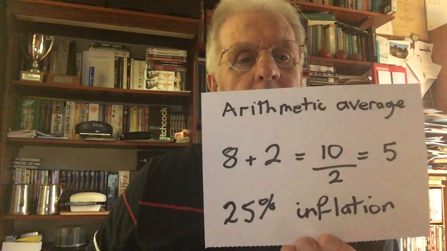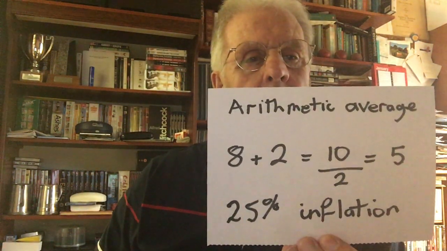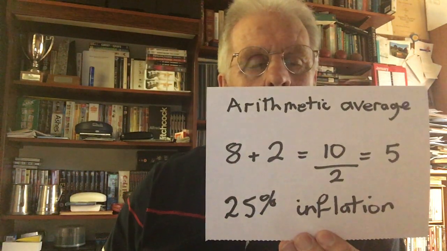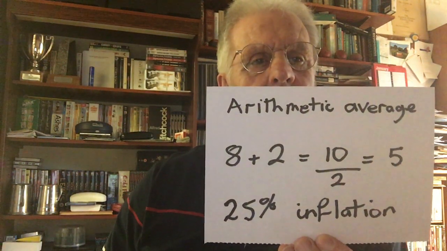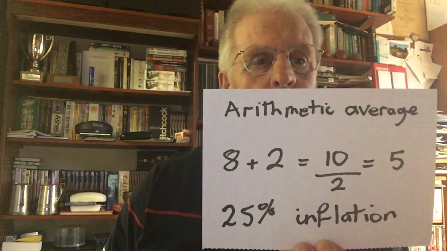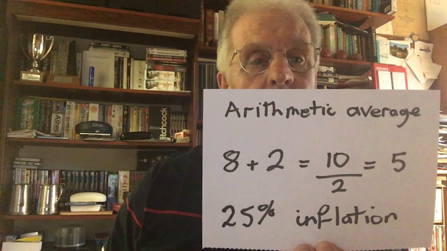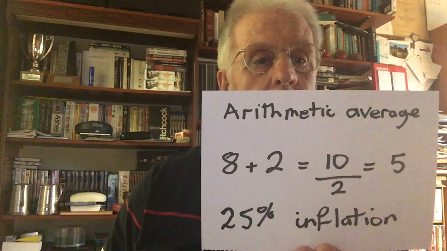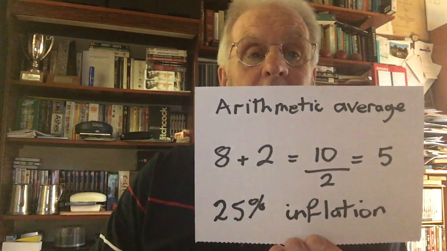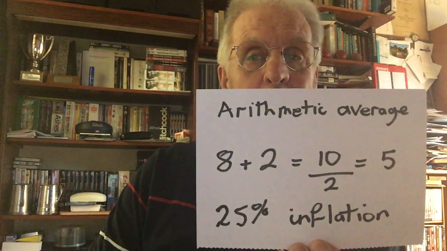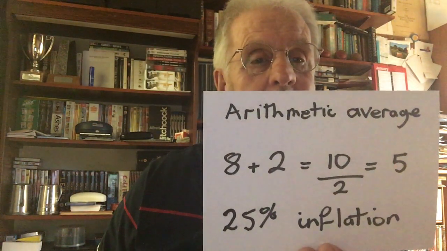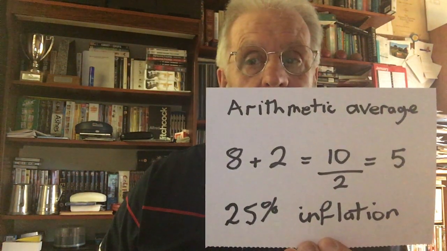Now just suppose one of those prices doubled and the other one halved. So now the two prices, instead of being 4 and 4, are 8 and 2. If you want an arithmetic average for 8 and 2, it's 8 plus 2 equals 10, divided by 2 equals 5. The average has gone up from 4 to 5, which, if you wanted to record that as inflation, because you can, it's two products, not one, is 25% inflation.